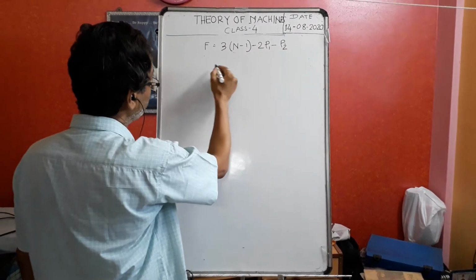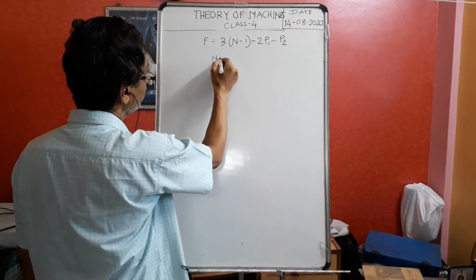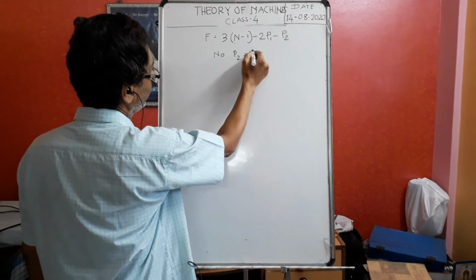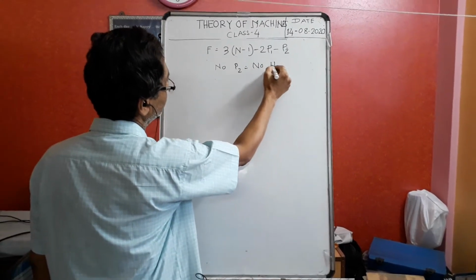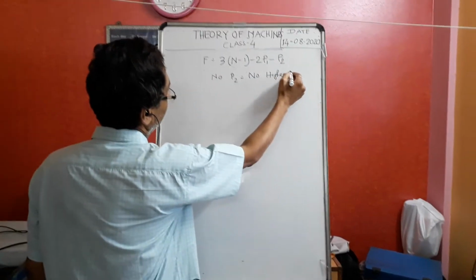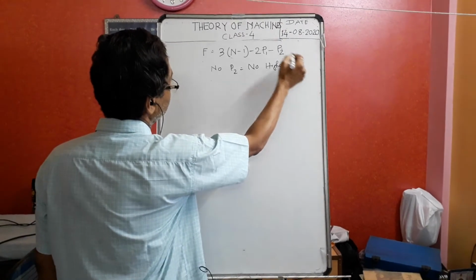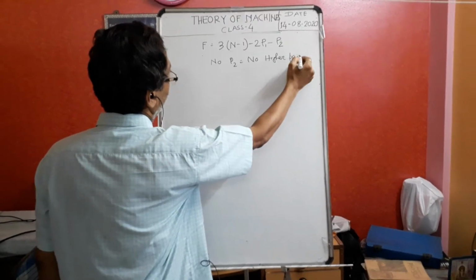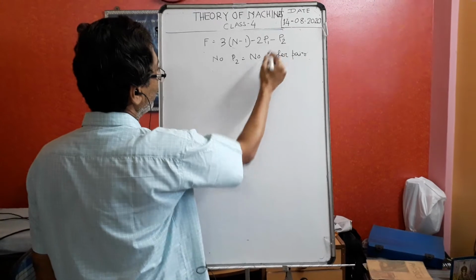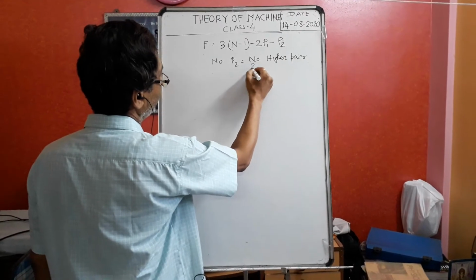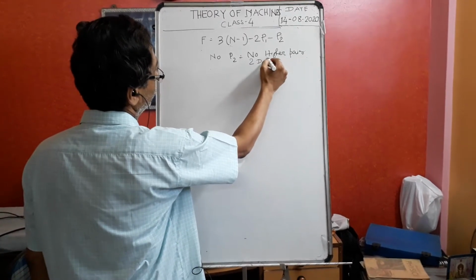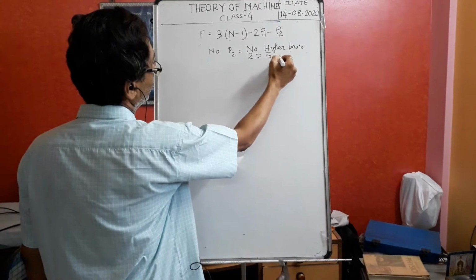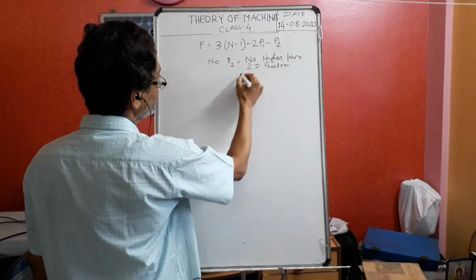Now, if there is no p2, it means no higher pair. Higher pair means a pair having 2 degrees of freedom. Then, what is the example?